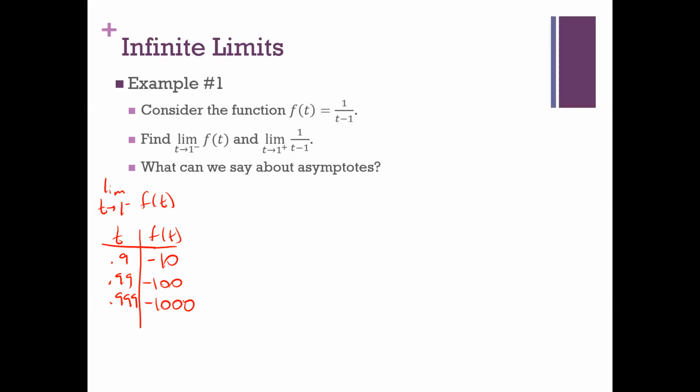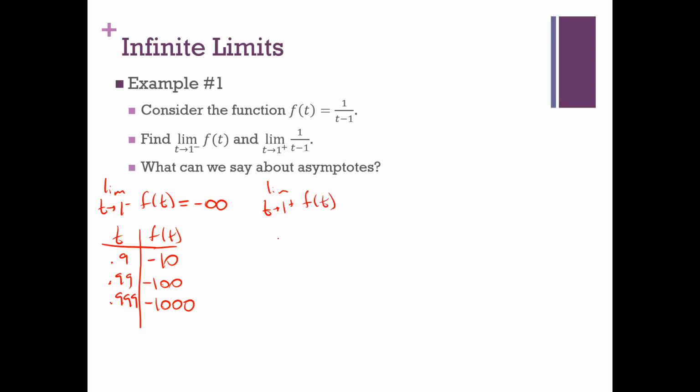So the closer we get to 1 from the left, what is this function doing? Going towards negative infinity, right? So the magnitudes are getting larger and larger, but the values are getting less and less. So this limit is negative infinity. So at this moment, can we already say this function has a vertical asymptote? Yes, we can already say that. But let's try to get some more information. What about as t approaches 1 from the right?